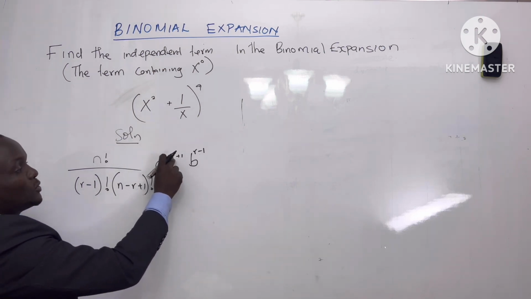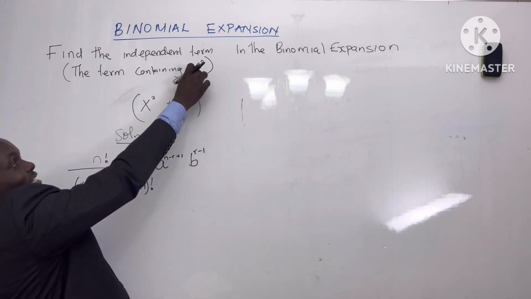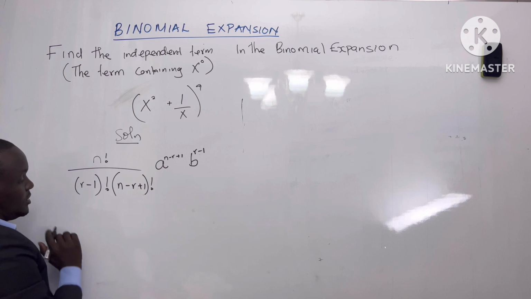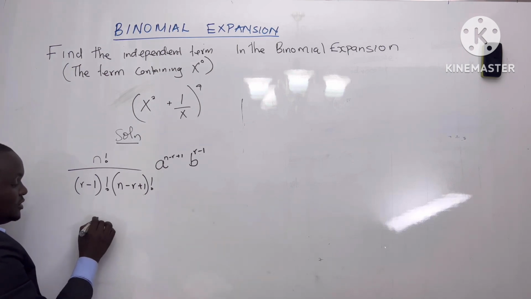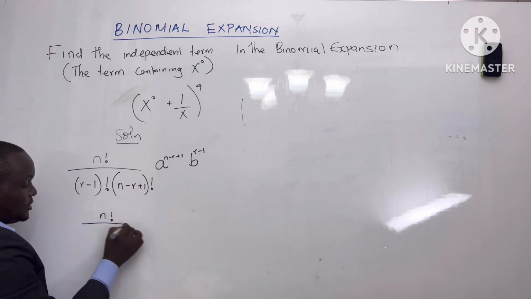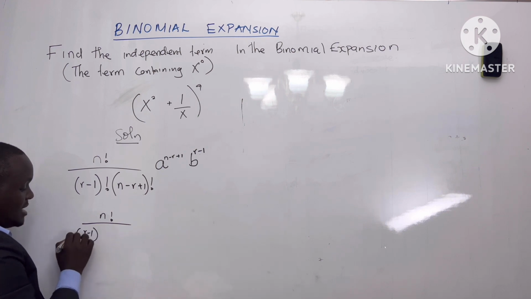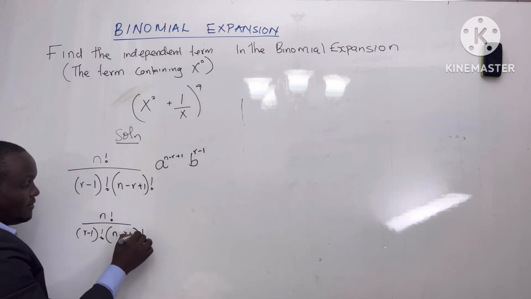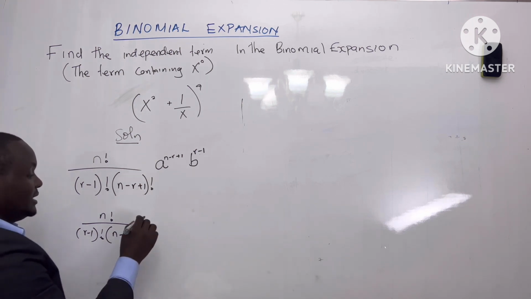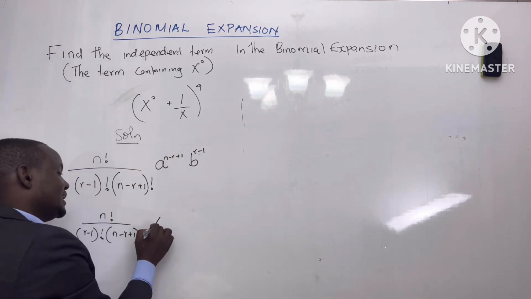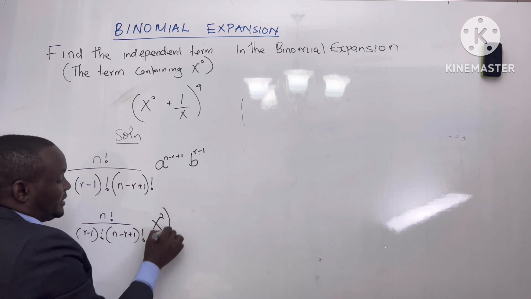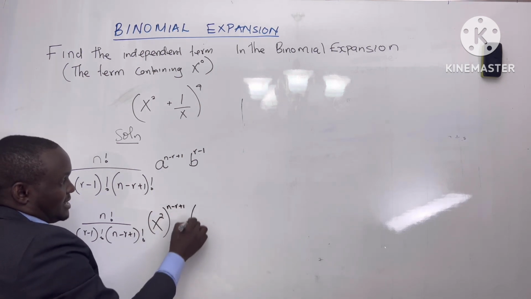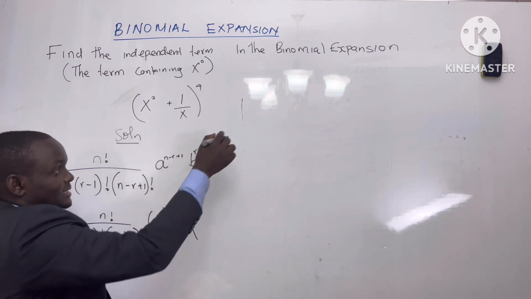What we don't know is our r, and we want to find the term that contains x raised to power 0. To do so, we can solve this. We shall have n factorial divided by r minus 1 factorial, n minus r plus 1 factorial. Then here we have x squared raised to power n minus r plus 1. Here we have 1 over x.